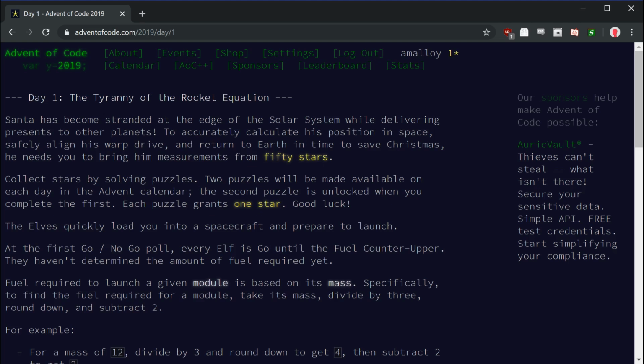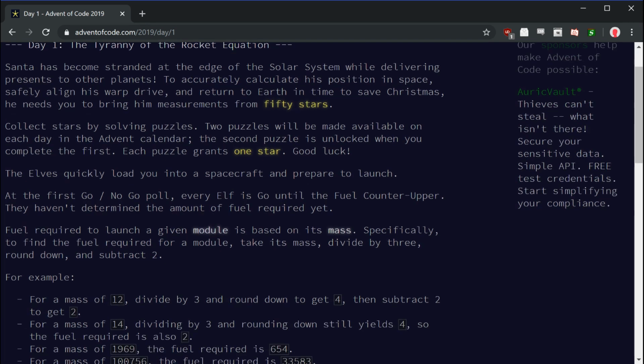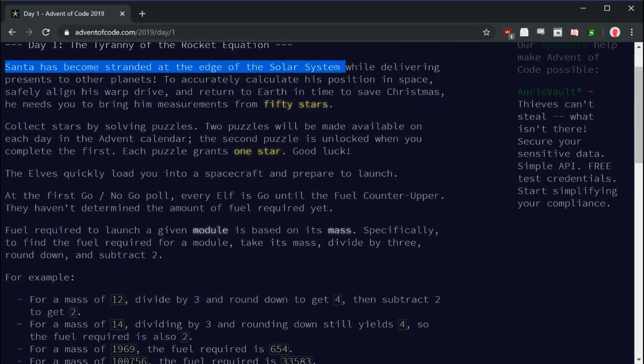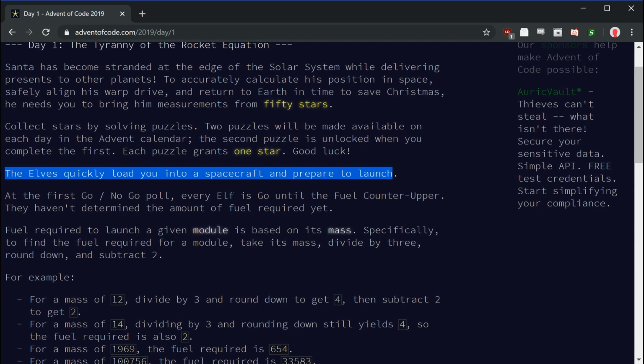Collect stars by solving puzzles. 2 puzzles will be made available on each day in the advent calendar. The second puzzle is unlocked when you complete the first. Each puzzle grants 1 star. Good luck. So that's pretty much the prelude, which is the prelude every year. This is kind of the theming for this year, and then we get to puzzle 1.